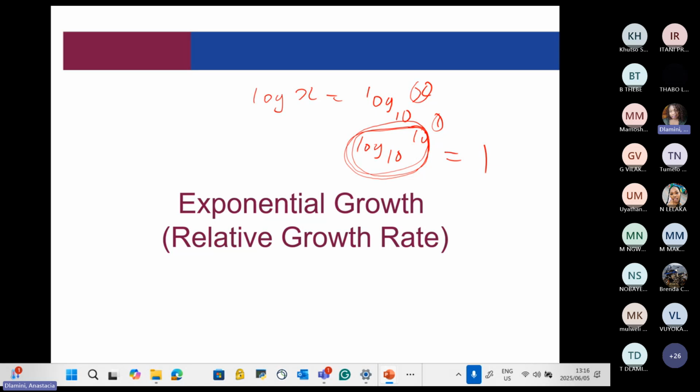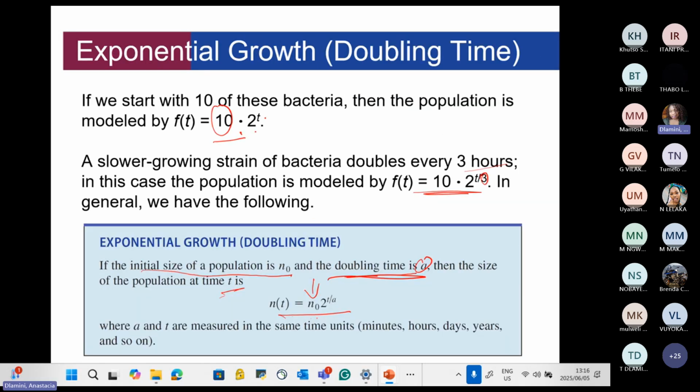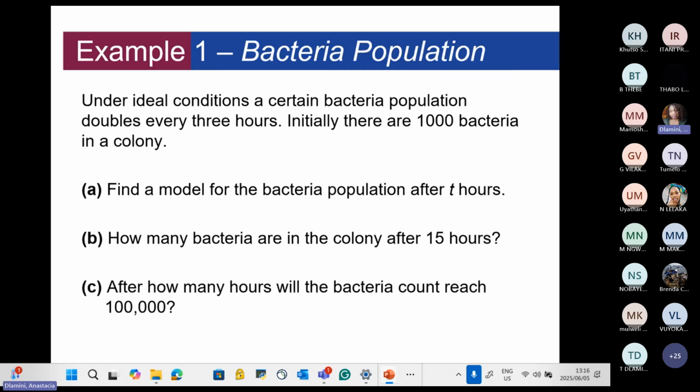Now, exponential growth. So we have relative growth. Remember, initially we have doubling. So you need to know when to use this formula here. This one here is when you have a doubling time. That's when you use this formula over here. Right? And know it by heart because there's no formula sheet, by the way.